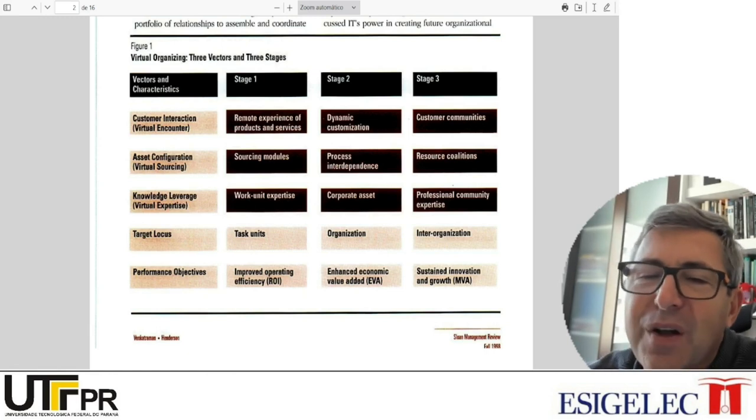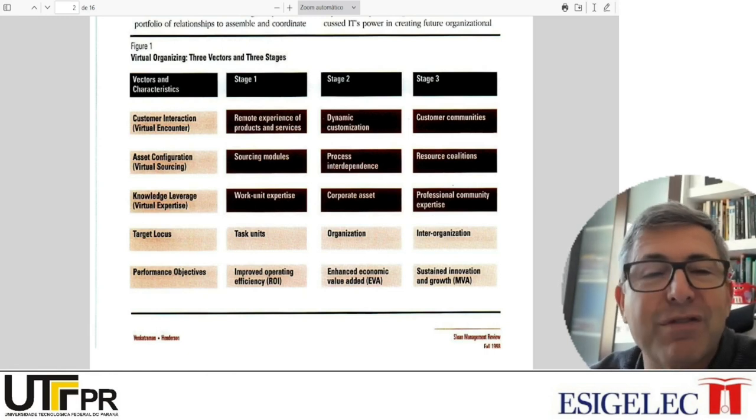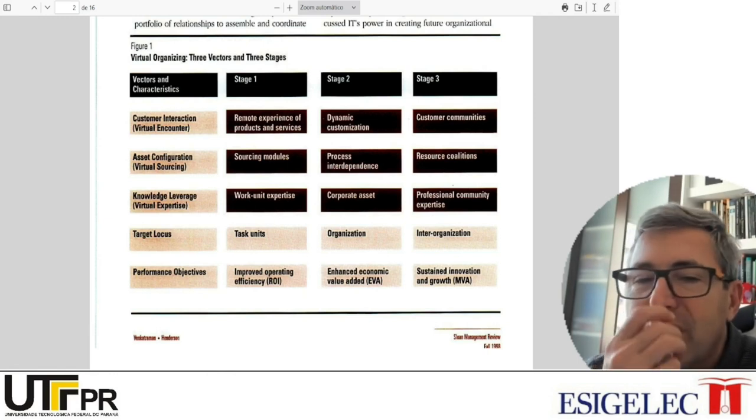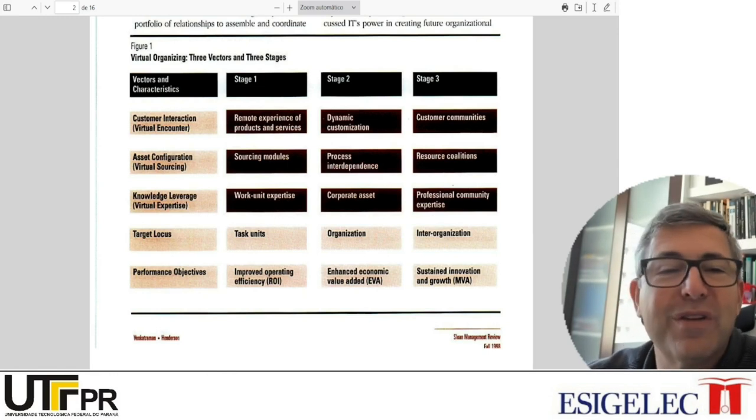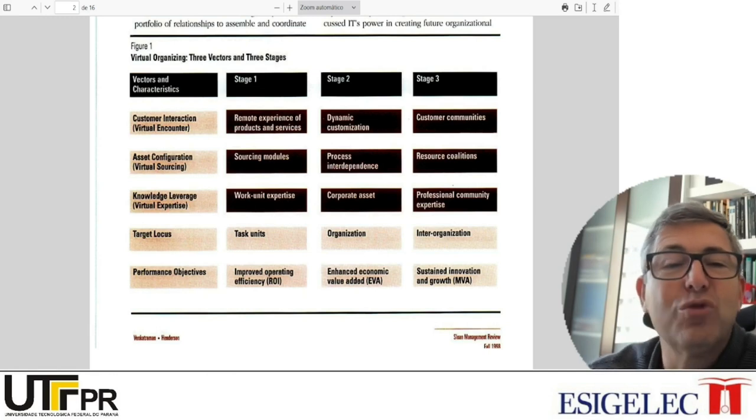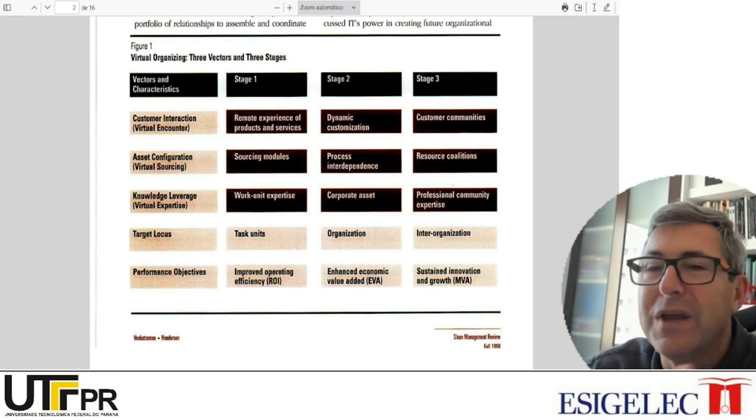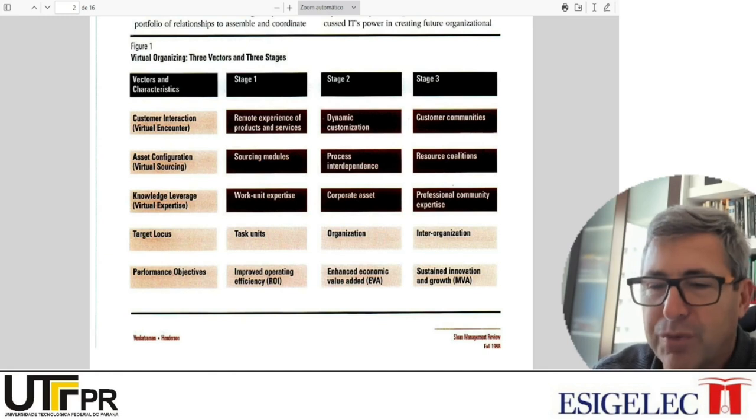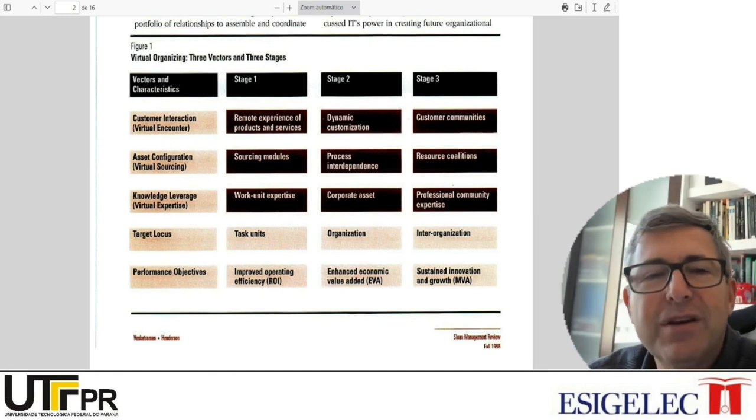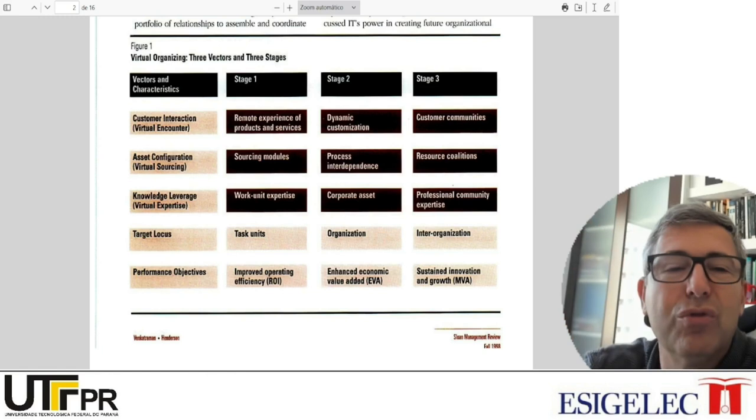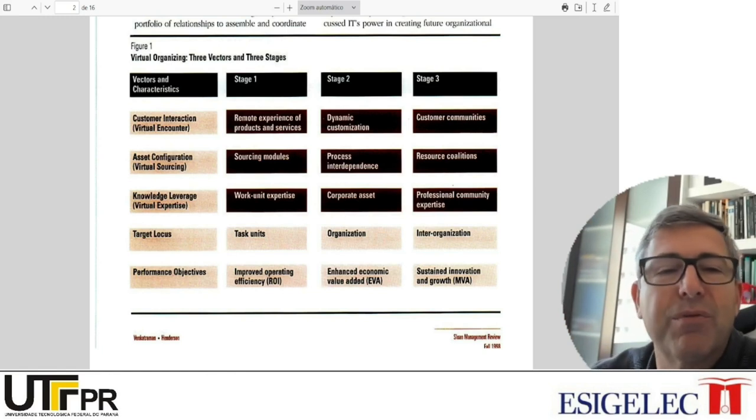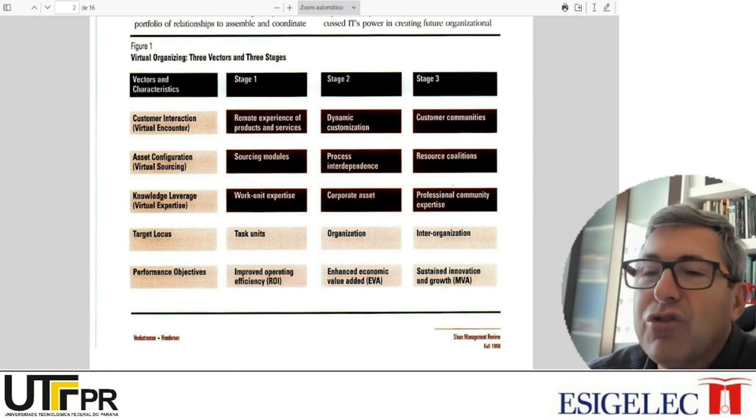Right? So notice, there's a third vector that I haven't talked about yet, but the third vector is what is the virtual expertise or knowledge leverage. It is what nowadays is maybe the holy grail of organization: how do we manage knowledge? We have knowledge from inside the company, the employees. How do we keep that and make sure that the knowledge is kept in the organization, even if the employee decides to move away from the company? We have the knowledge of the customers.